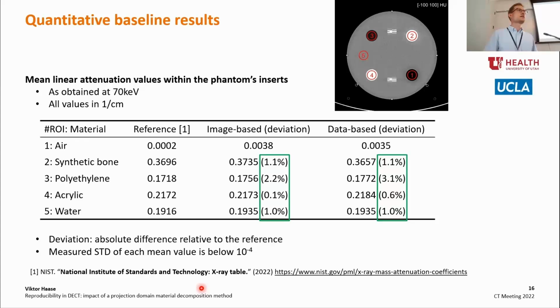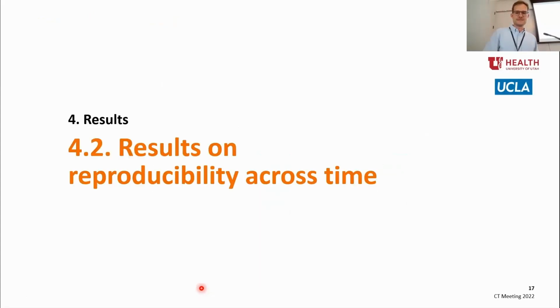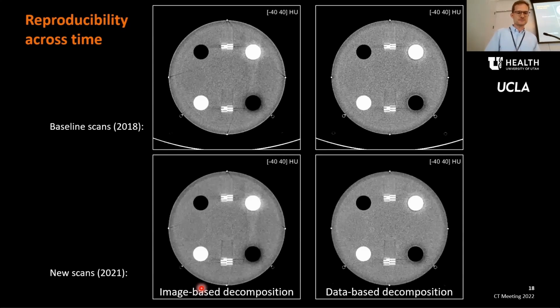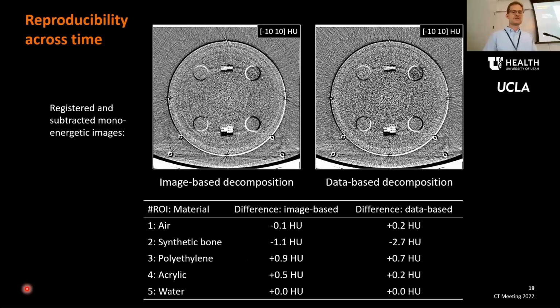So now it's time to look at the results on the reproducibility. I keep here the results for the baseline scans from 2018. The image-based decomposition is always on the left, the projection-domain decomposition is on the right. And here the results from 3 years later. The images look very similar. So we have registered the two images and subtracted them, and here's a difference image.